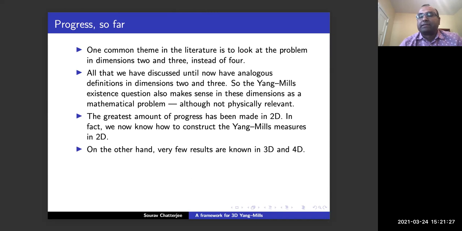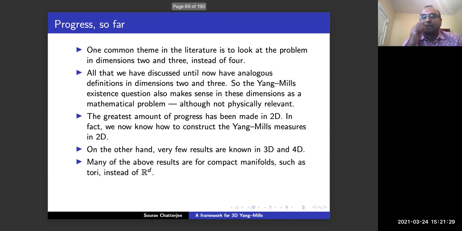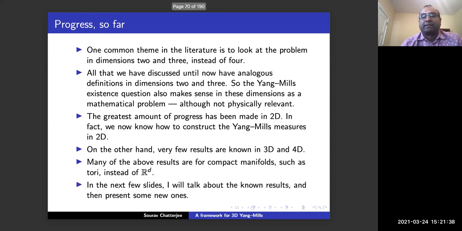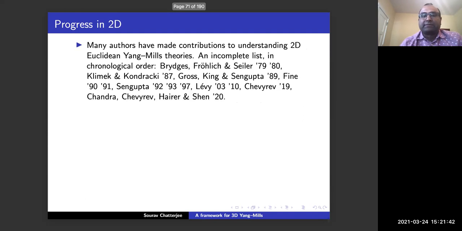On the other hand, very few results are known in 3 dimensions and 4 dimensions. And many of the above results, also the ones that are available, are for compact manifolds such as tori. And in this talk, we'll be working on the 3D torus instead of the full space. And in the next few slides, I'll talk about some of the known results and present some new ones.